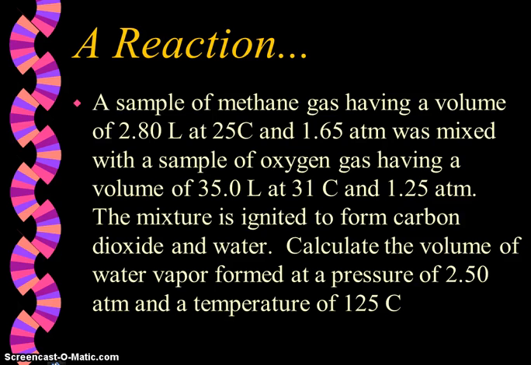So it says a gas sample of methane having a volume of 2.80 liters at 25 degrees Celsius and 1.65 atm was mixed with a sample of oxygen gas having a volume of 35.0 liters and 31 degrees Celsius at 1.25 atmospheres. The mixture is ignited to form carbon dioxide and water. Calculate the volume of the water vapor formed at a pressure of 2.50 atmospheres and a temperature of 125 degrees Celsius. So we're starting out with methane and oxygen.